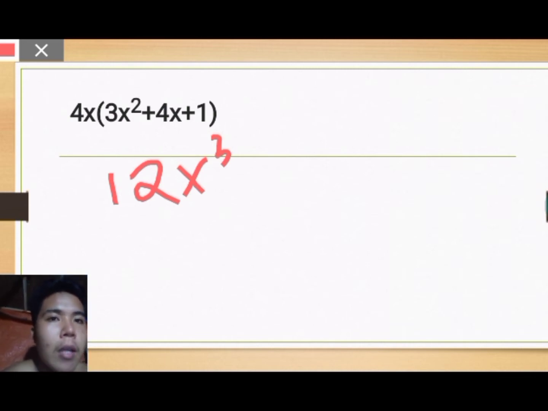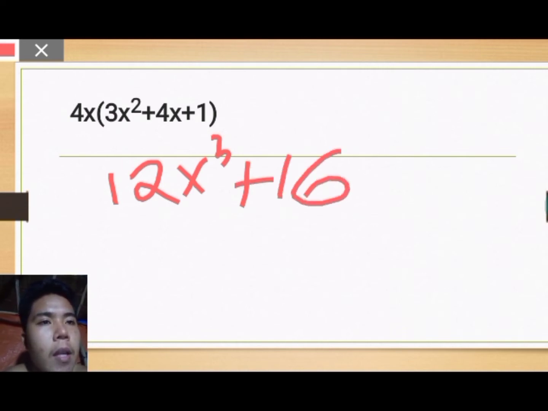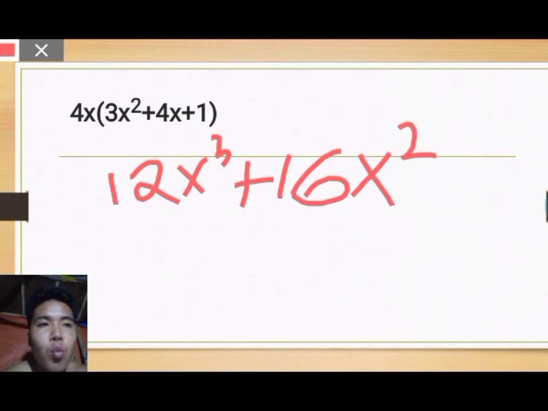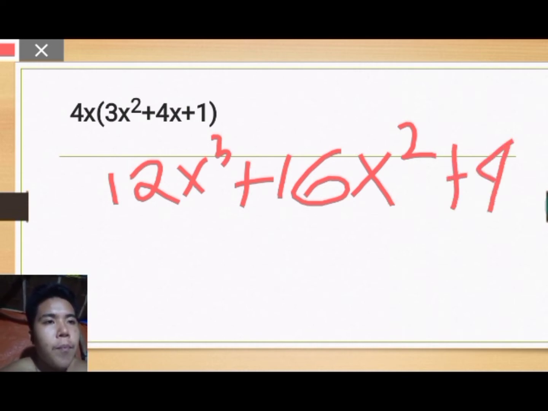Then 4x times 4x: 4 times 4, we have positive 16. Then copy the variable x, and 1 plus 1 is 2. And lastly, we have positive 4x. So that's very simple. You distribute and add the values of the exponents. So the answer to this equation would be 12x cubed, or raised to 3, plus 16x squared plus 4x.